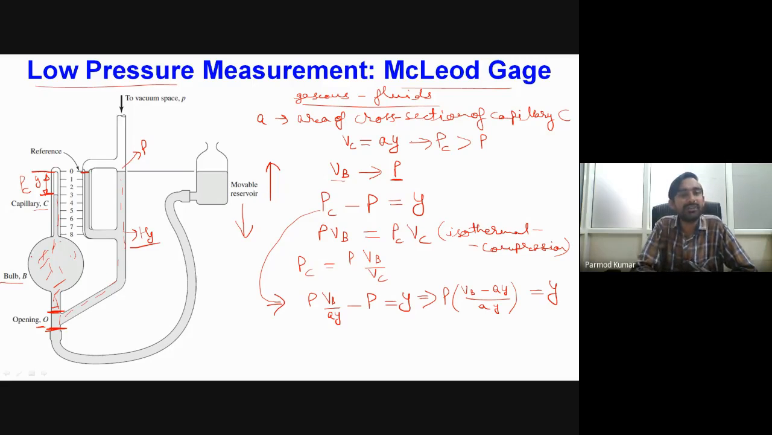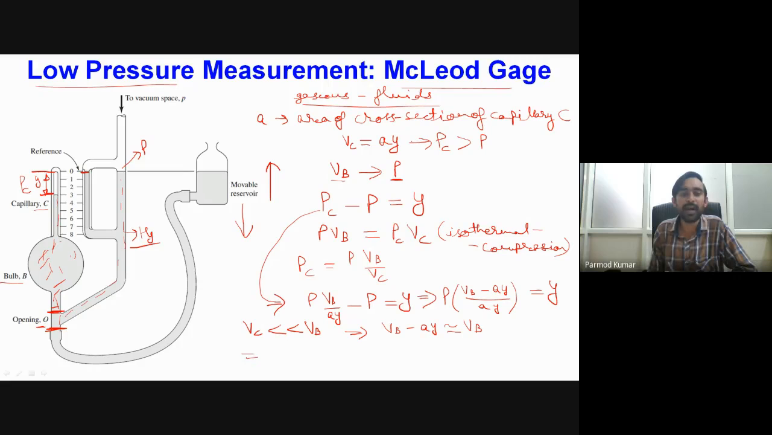Now, one important point you can see over here: whatever the volume we are having over here, this compressed volume of the gas, VC, is very, very small in comparison to the volume of this capillary plus the volume of the bulb plus the volume of this extended portion of the tube till the opening. Okay, so as our VC is very, very small in comparison to VB, I can neglect this portion, or I can simply write that VB minus AY is nearly equal to VB.